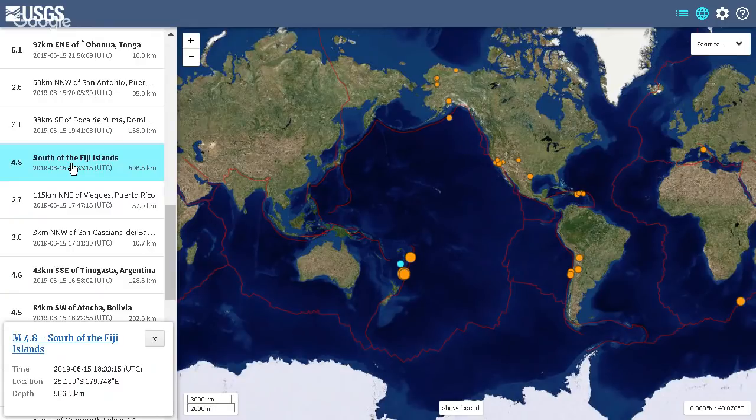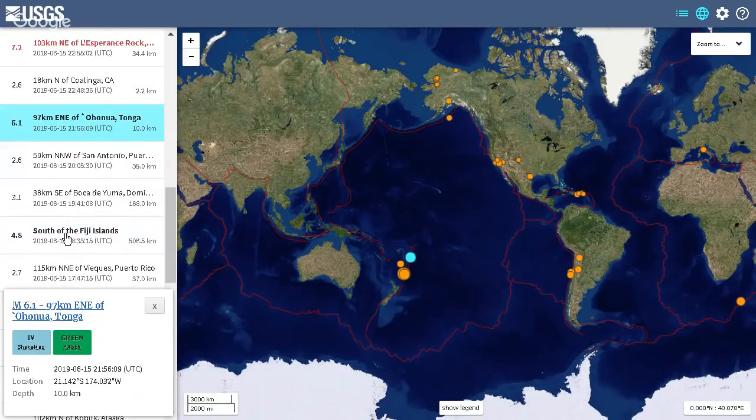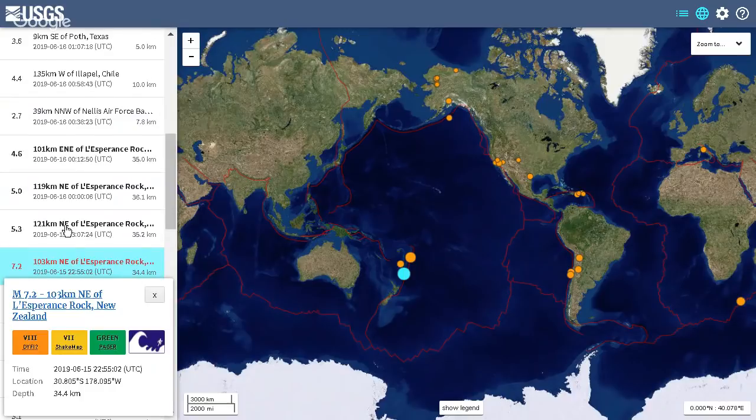Here's a deep quake at Fiji, over 500 kilometers depth at a 4.8 magnitude. Here's a 6.1 at Tonga at the surface. So a big shake up there in Oceania. Shout out New Zealand viewers. Most structures are built pretty well against earthquakes in New Zealand. And that one was quite far out in the ocean too.